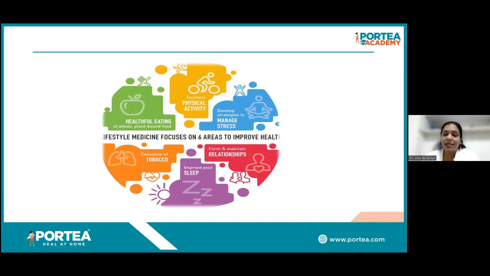Improving your sleep, that is very much important. With age, sleep becomes much less for people. That you need to focus on. And cessation of tobacco in any form, whether you are taking it orally or through cigarettes. That needs to be stopped. So this is something which can help you to pave your way for better health and a better future.